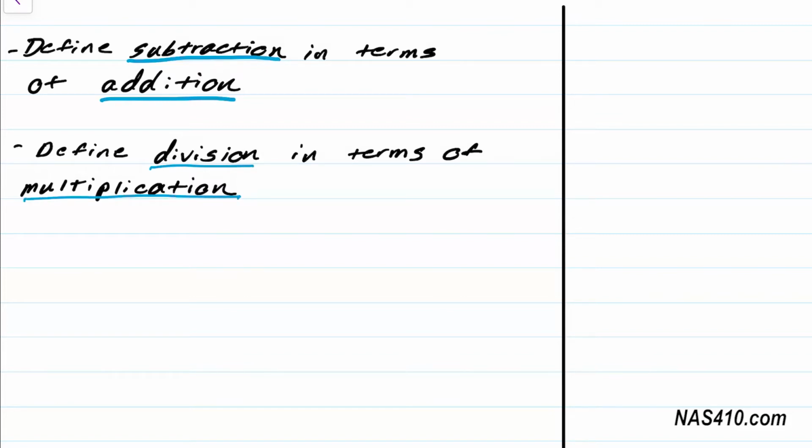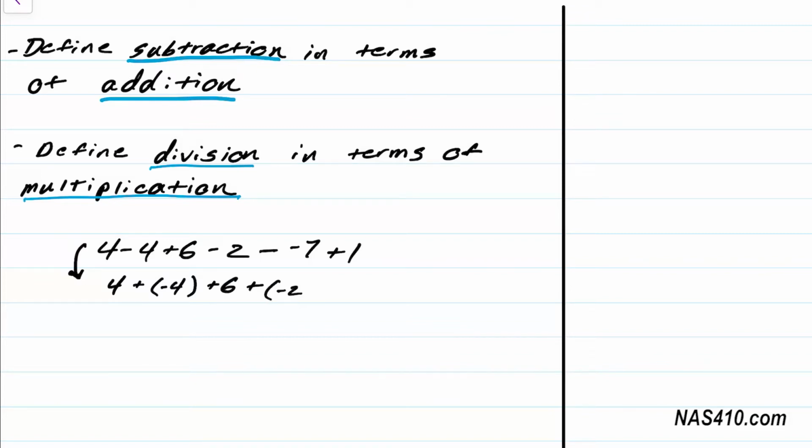Let me show you an example of what I mean by this. Take a look at this problem here. I've got a lot going on, and it looks a little confusing at first. So I'm going to rewrite this, and I'm going to redefine all my subtraction in terms of addition. Here I have 4 minus 4. I'm going to rewrite this and say I have 4 plus negative 4, because really what I'm doing is adding a debt. Then plus 6 plus negative 2.